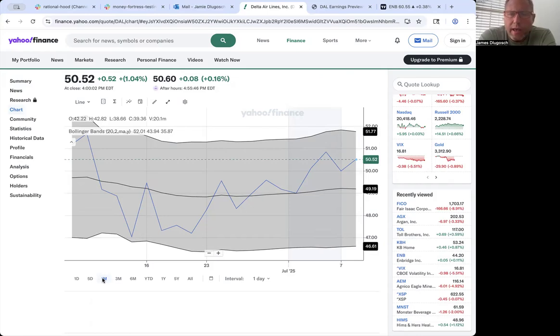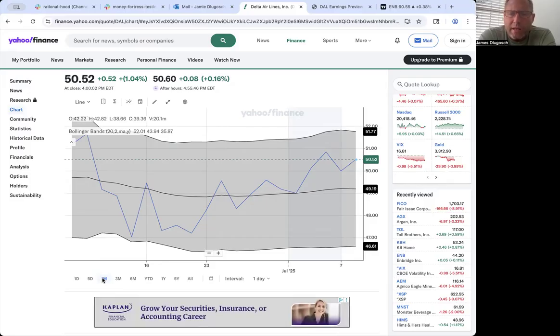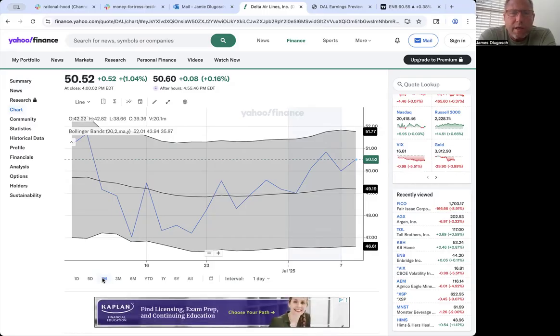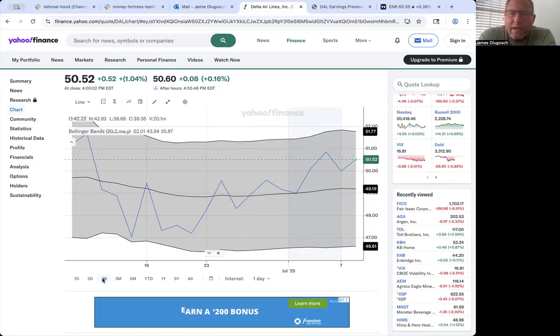Now, looking at the reversion to the mean, which is really the power of the magnet for Delta Airlines, the mean price after today's gain of just over 1% is 49.19. We closed at 50.52. That's right about one standard deviation above the mean. Two standard deviations above the mean is 51.77, and two standard deviations below the mean is 46.61. Why is two standard deviations important?